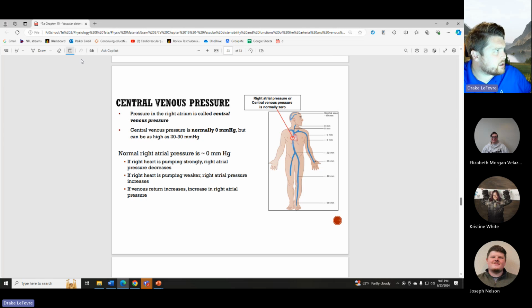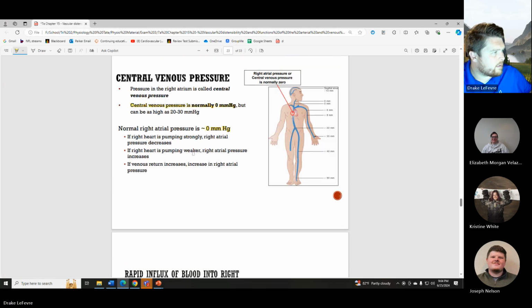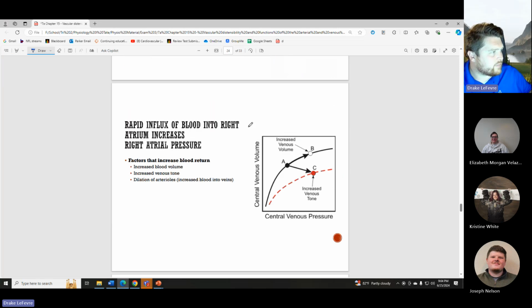Central venous pressure. Again, central venous pressure is normally 0 millimeters of mercury. That's what we want it to be. We want it at 0. The normal right atrial pressure is around 0 millimeters of mercury. This is tested on heavily. They're like, what's the normal central venous pressure? All the time that gets asked.